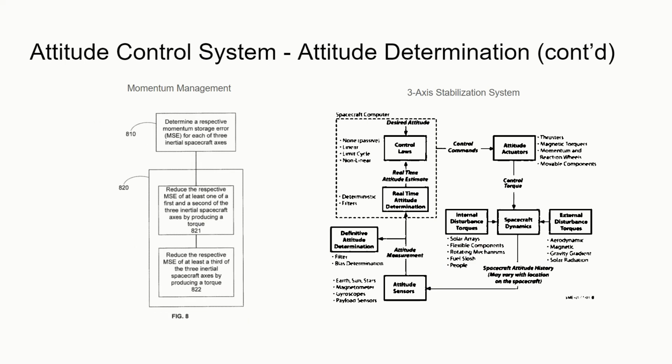And then for the determination system, we have two mechanisms. The first is momentum management, which calculates the momentum of the spacecraft and balances it within a prescribed limit. And the second is the three-axis stabilization system, which is some kind of control loop system that balances the attitude of the spacecraft through several control actuators and sensors.